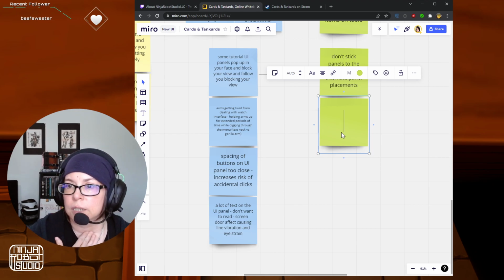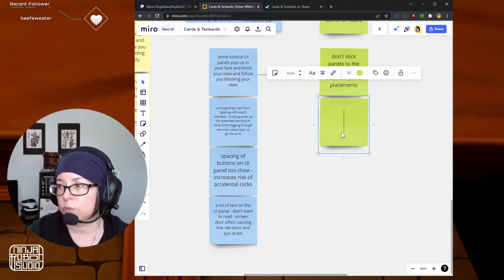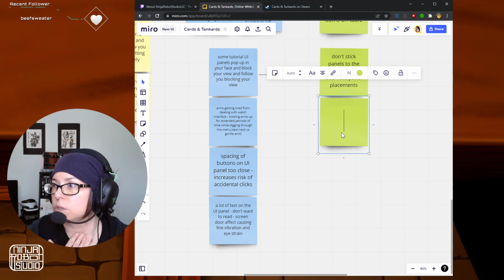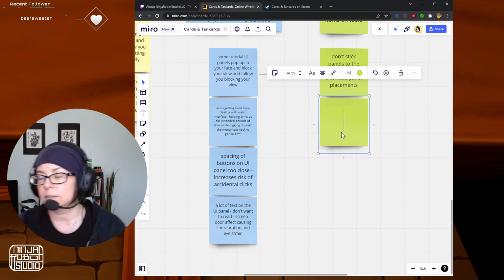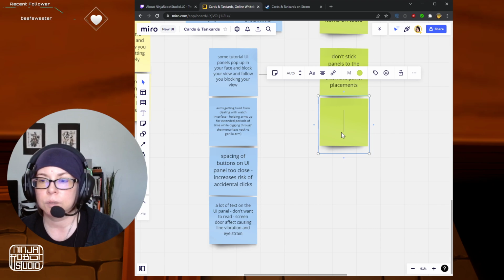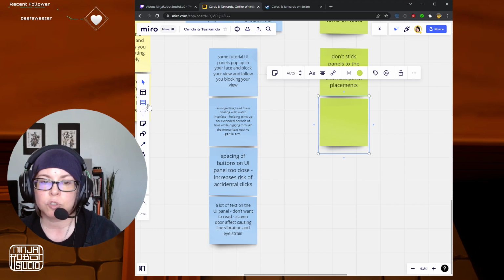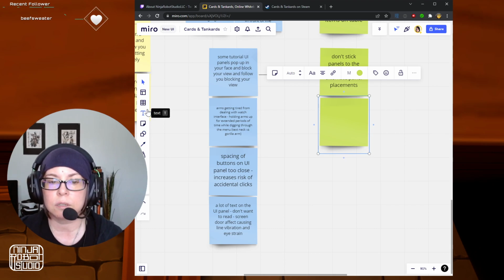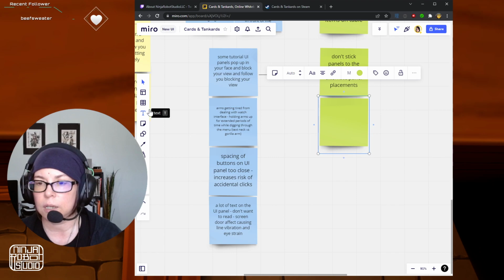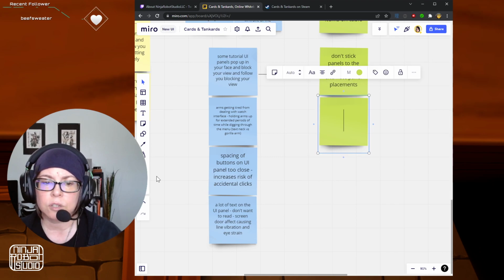Miro is a great app for you to use if you want to remotely collaborate, or if you don't have room for Post-its. I know I don't. They have all kinds of options: you can draw, whiteboard, do tables, bring in PDFs and images, and really brainstorm and ideate. You can even storyboard a little bit if you're doing UX storyboarding. So it's a great tool.